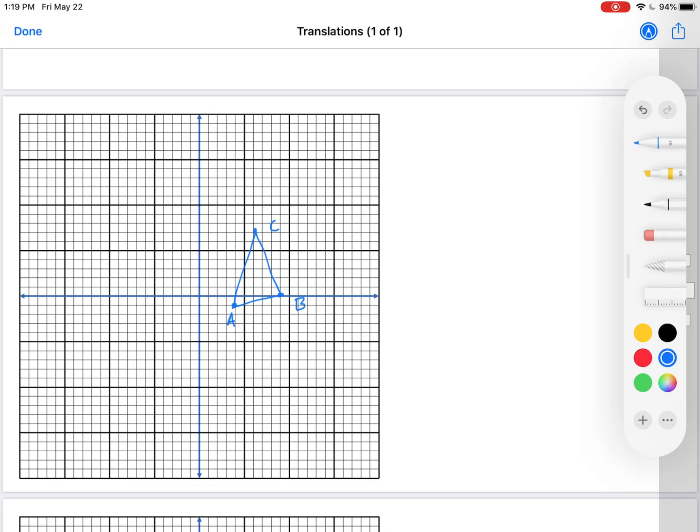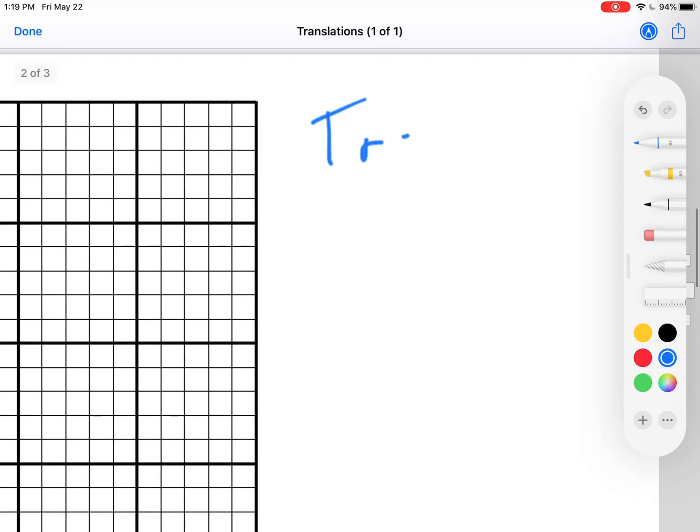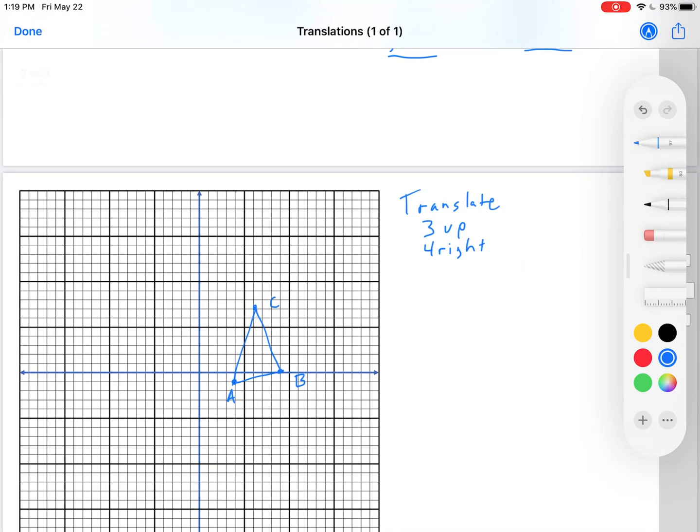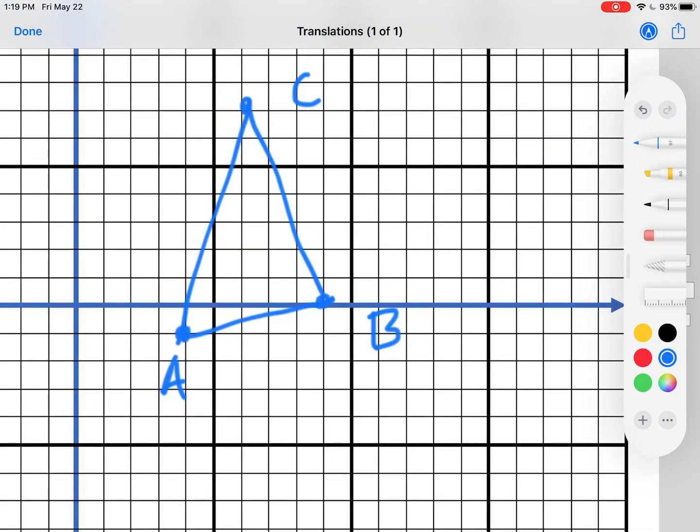I want to slide it. I want to translate it. So I'm going to translate 3 up and 4 right. Okay, so I want to move this triangle 3 spaces up and 4 spaces to the right. I'm going to change colors so you can tell the difference. I'm going to do that by moving the corner points and see if the triangle works out to the same thing.